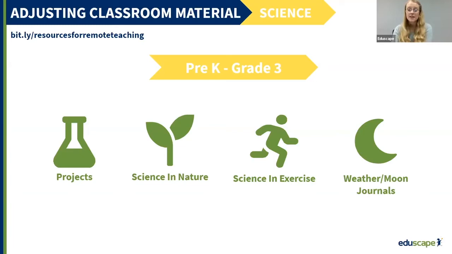You could also consider doing weather or moon journals. Students can go outside every night and watch the moon, look up at the sky, draw pictures of what they're seeing, describe it with words, and then communicate it back online. Or maybe they keep that online journal. Maybe they're doing the same thing for the weather. And then at the end of the month, you go through and see what everyone in the class was able to see.